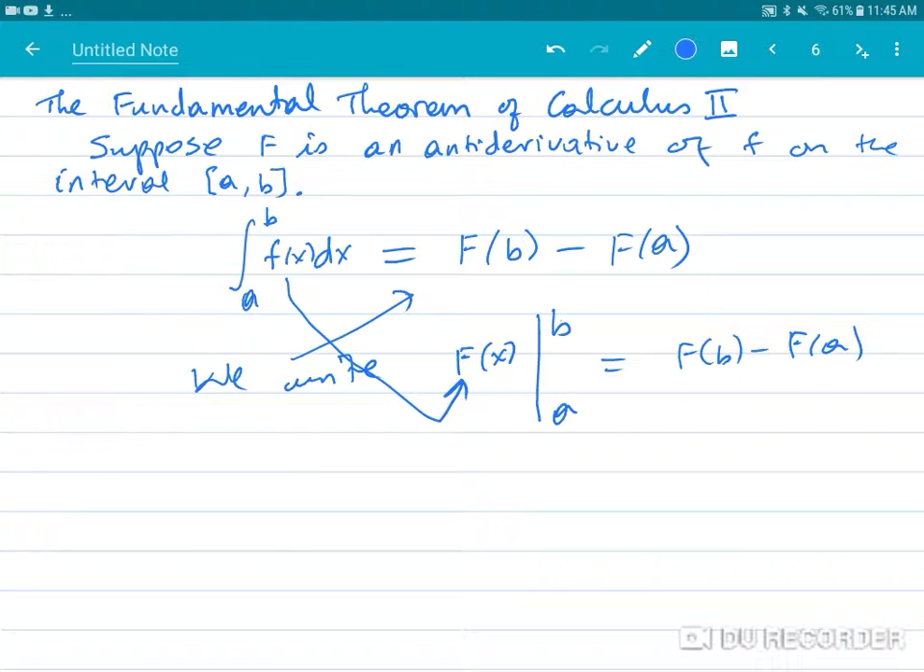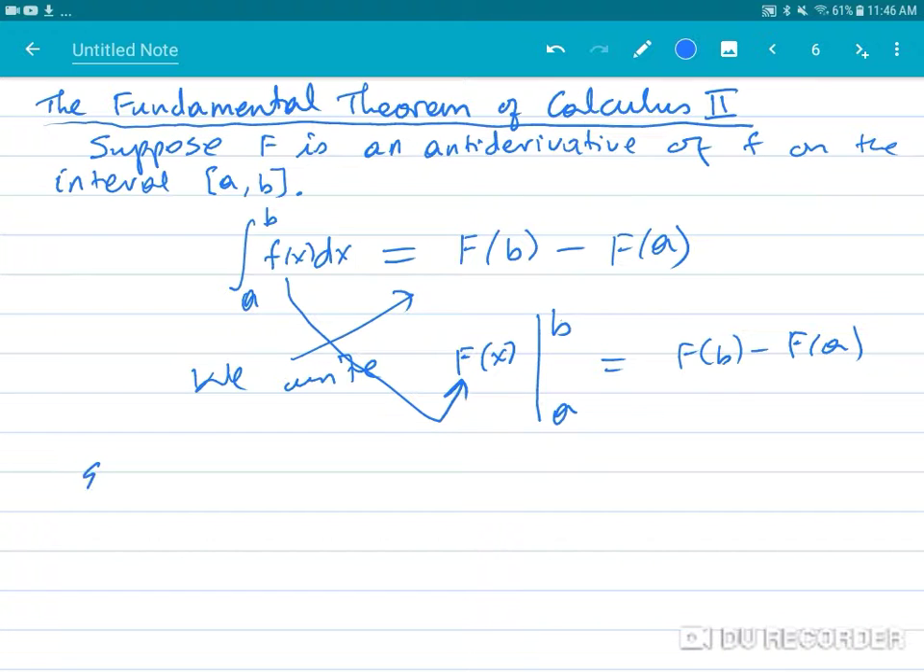Instead of taking the whole summation sign and the limit as n approaches infinity, you can actually calculate the integral. And it's a very, very important theorem. I won't prove it here, but it is a cornerstone theorem. That's why it's called fundamental.